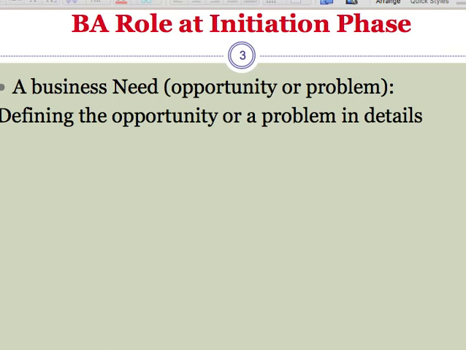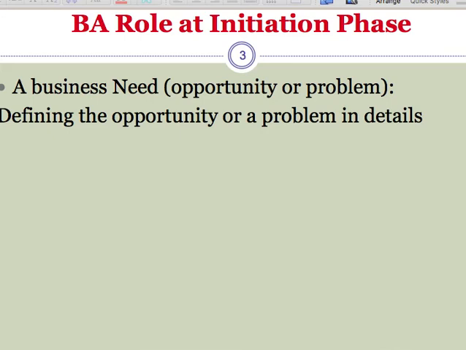The difference between SDLC, change life cycle, and the project management life cycle. Okay. This is still a question. Let me finish this part and then I will answer your question, Tosin.